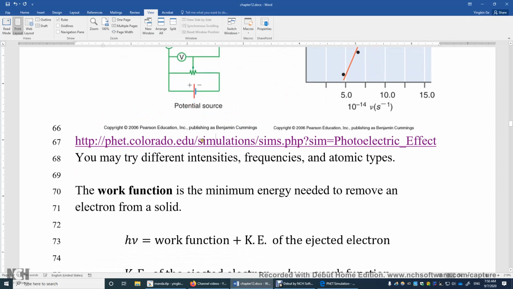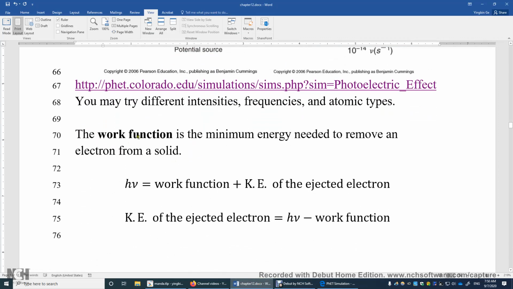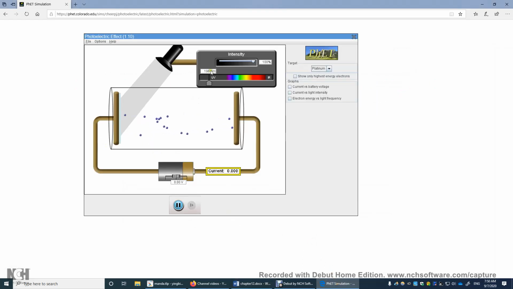Alright, let's get back to this document here. We'll define the work function. The work function is the minimum energy needed to remove an electron from a solid. So if I ask you to calculate the work function for platinum, you go back to the simulation, you use this wavelength, 196 nanometers, and you use hc over lambda, plug in the values of h, the Planck constant, c, the speed of light, and lambda, the wavelength here. You will be able to get the work function for platinum. It's much higher than the work function of sodium, because you need a much lower frequency to eject an electron from sodium.